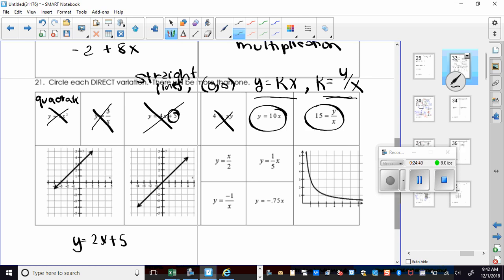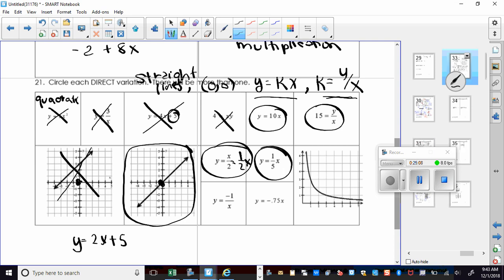That's a direct variation. And then I have a line that does not go through 0, 0. This is not a direct variation. However, this is a line that does, so this is a direct variation. Then I have y equals x divided by a number. This works because this is the same as saying y equals 1/2 times x. This works. Y equals 1/5 times x works.